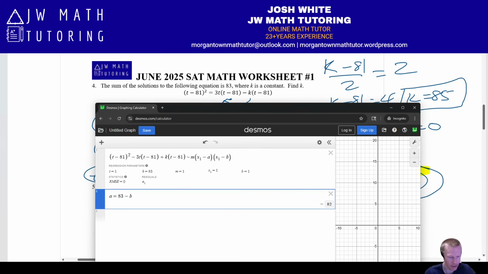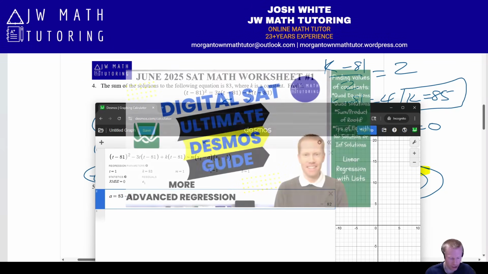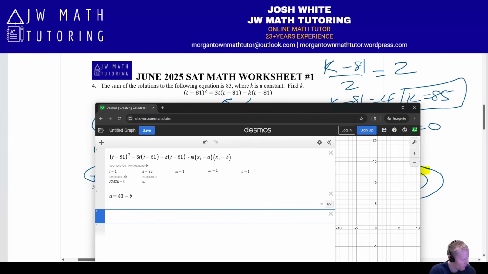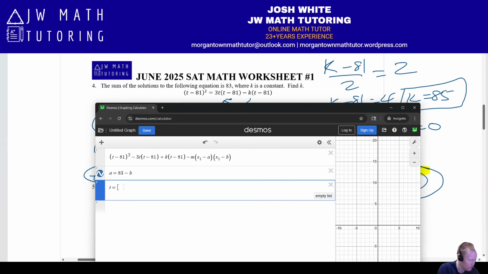If you want to know more about how to solve a sum of solutions problem using this method, check out my ultimate Desmos guide to digital SAT math. It is in, I believe, part 9, and I go through and explain how to do it and look at some example problems. All right, so now we can just define T as a list.